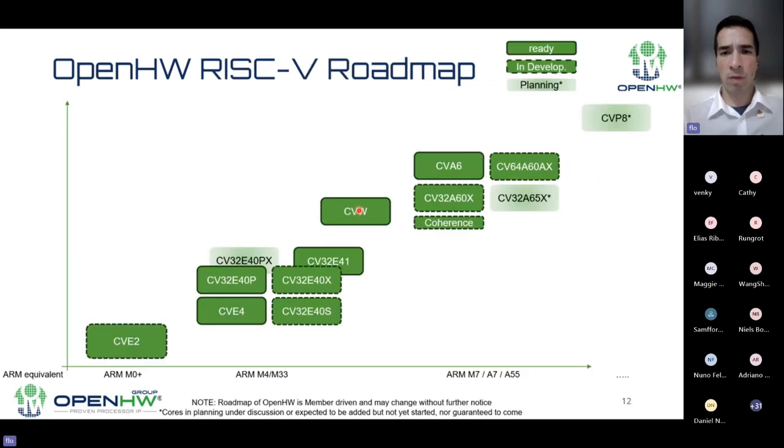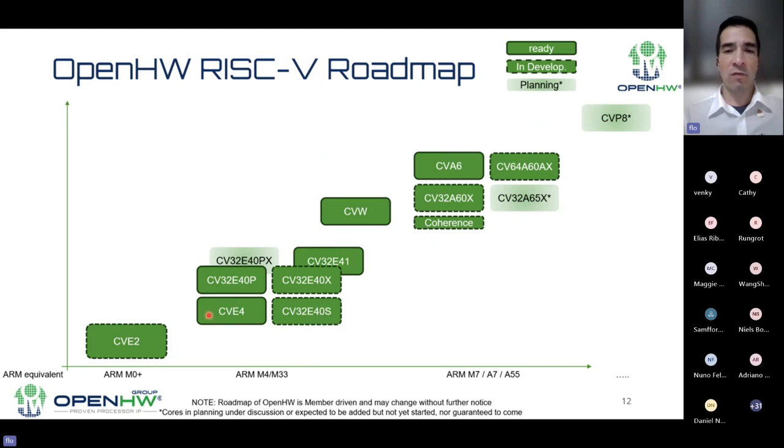Now, maybe a little bit about the roadmap. I told you we have basically three families. Let me show you the roadmap because there is a lot to these families. The first one is the CVE2. It's a deeply embedded core. It can replace finite state machines, can do housekeeping of big SoCs with many cores. It's a small core but quite powerful.